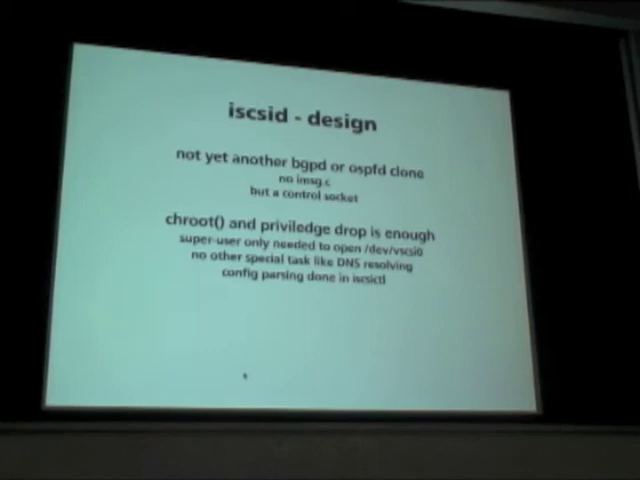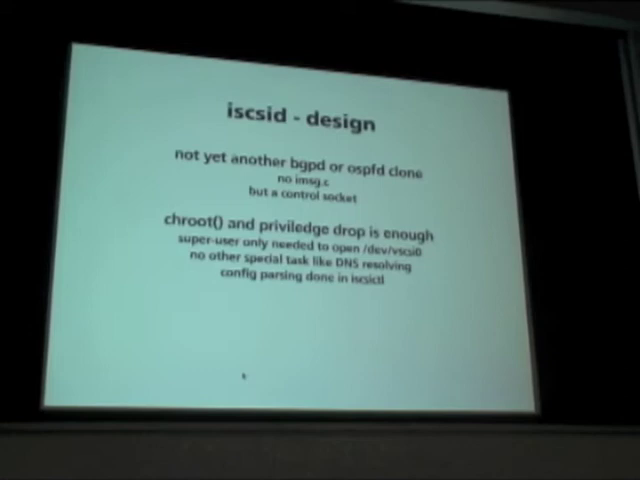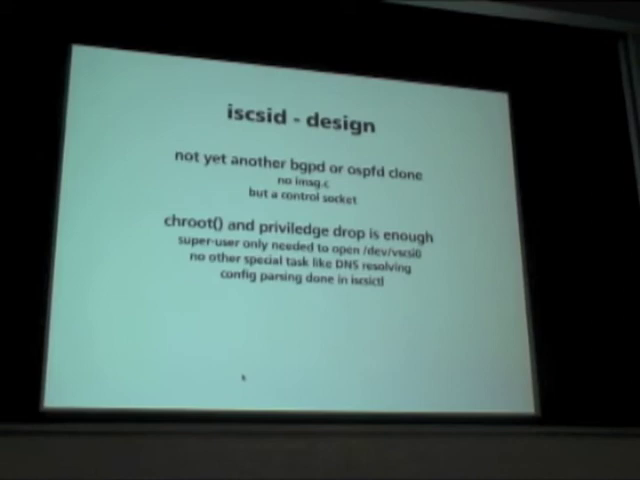The good thing is we actually don't need privilege separation because we can just change root and drop privileges, since the only thing that needs privileges is to actually open the Vscsi interface or device node, and after that we don't need any super user privileges. Then iSCSI doesn't really use DNS or any other thing that normally fails to work in change root environments. So because of this, we can just change root and leave it there and have a very simple daemon running all the time.